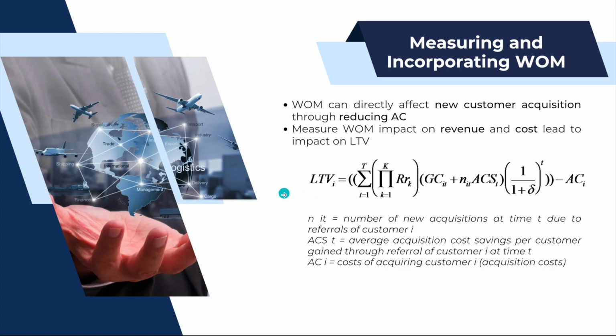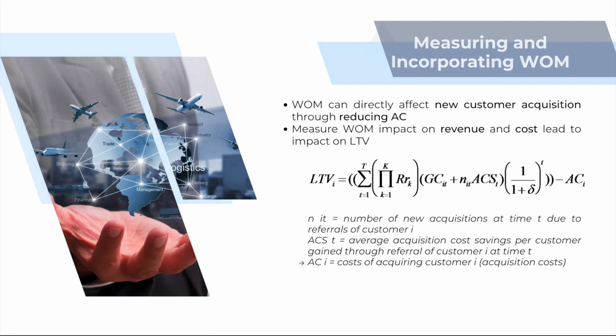In this formula, N is the number of new acquisitions at time T due to referrals of customer I, ACST is the average acquisition cost savings per customer gained through referral of customer I at time T, and ACI is the costs of acquiring customer I, the acquisition costs.